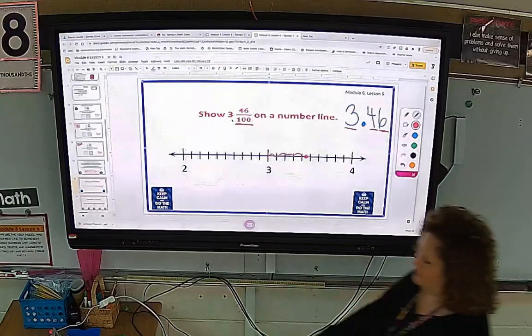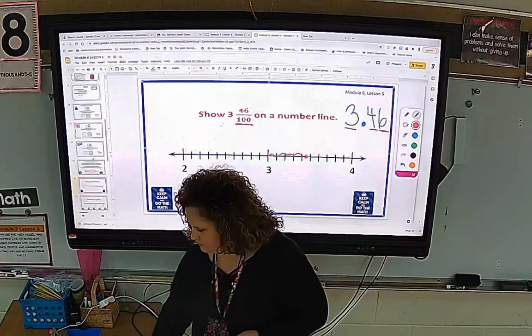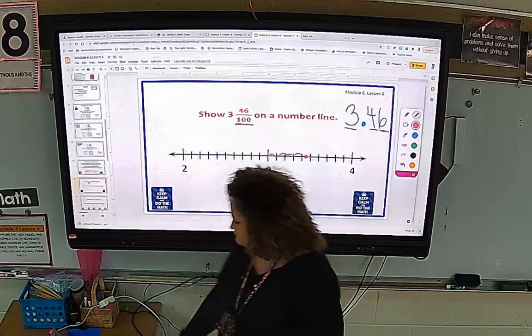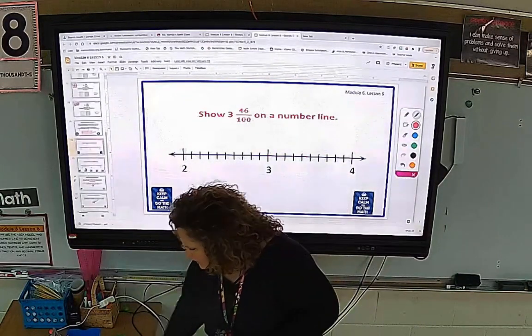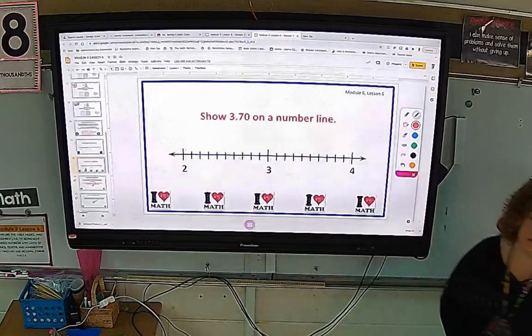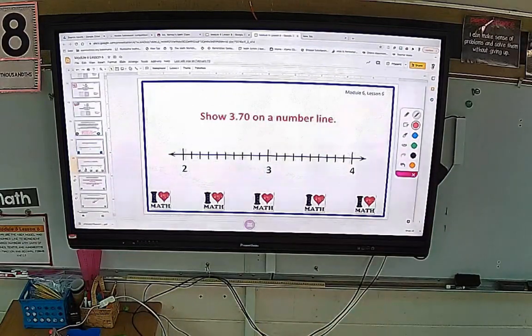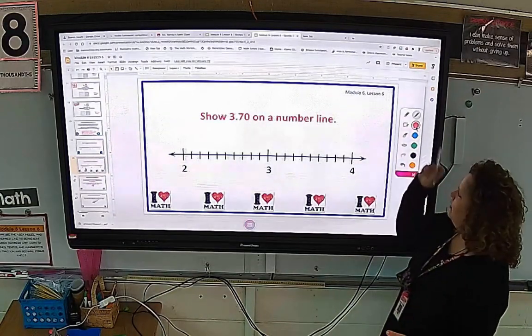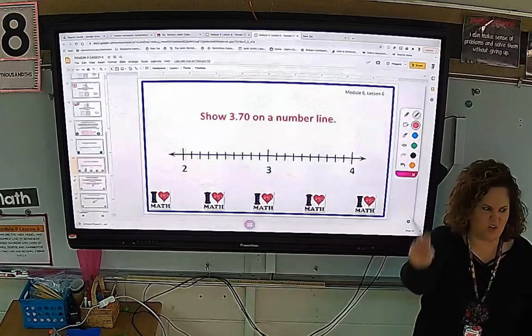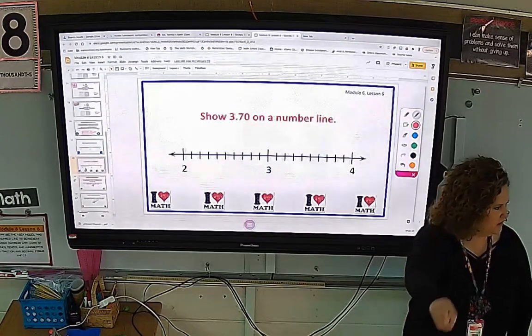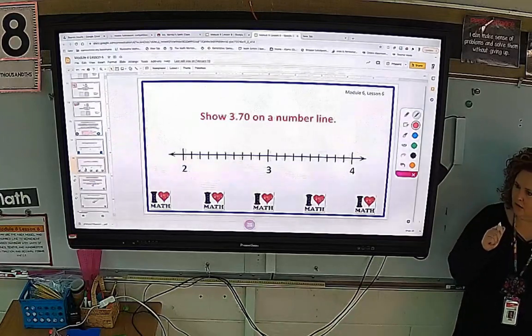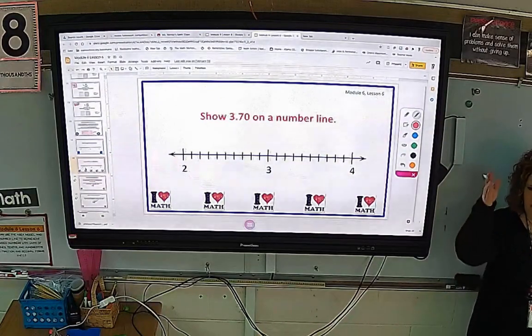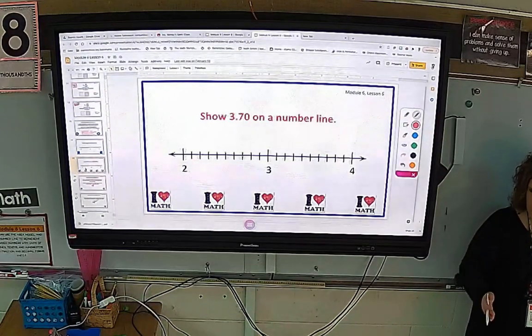All right, let's try another couple of these before we move to our problem set. That is a new one. All right, this time I've already got it written as a decimal, so we don't have to change it. 3.70. What is nice or easier about this one? Look at the number, 3.70. There's no hundredths. We can land right on a tenth and we know exactly where we need to be.